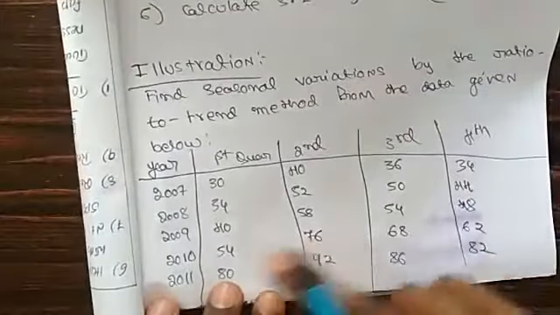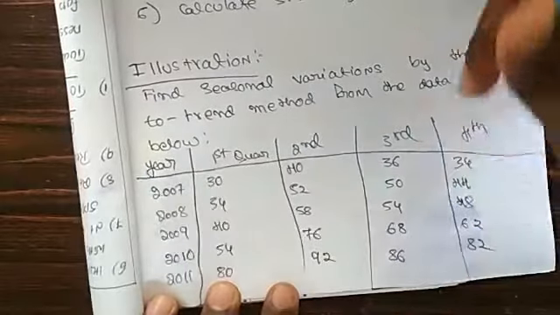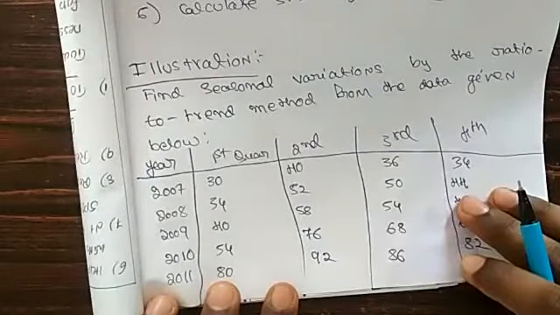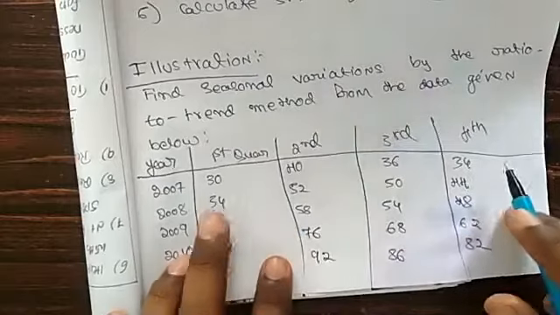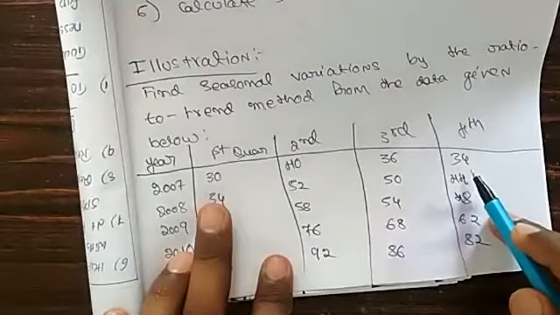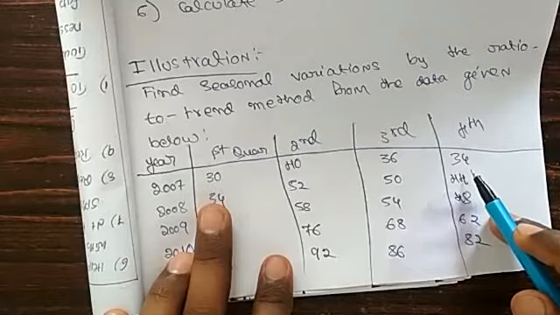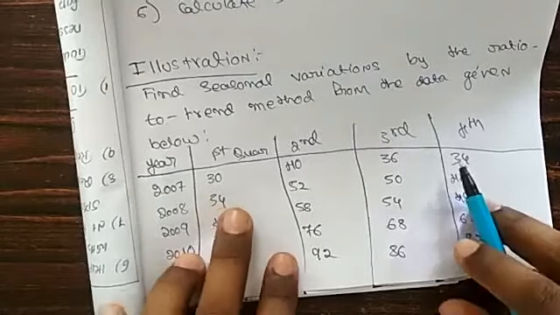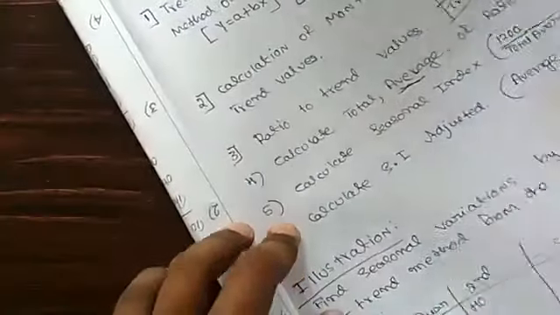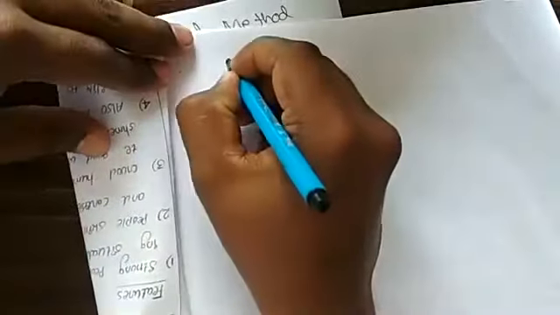See, this question is given quarterly wise. To find out trend values we need it annual. So first we calculate a total, then take the average of it. Total the 4 quarters and divide by 4 to get the average. For example, for 2007, I'll write here.